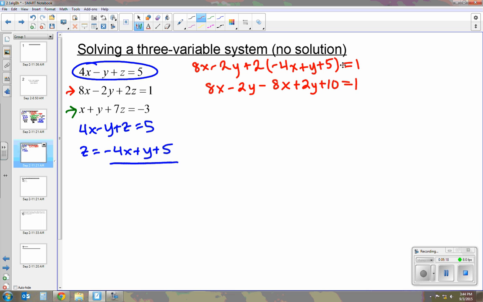And now if we notice, the x's cancel out, the y's cancel out, and we get 10 equals 1. Now this is a false statement. 10 does not equal 1. So when we get something like this, when the variables cancel out, this is a no solution.